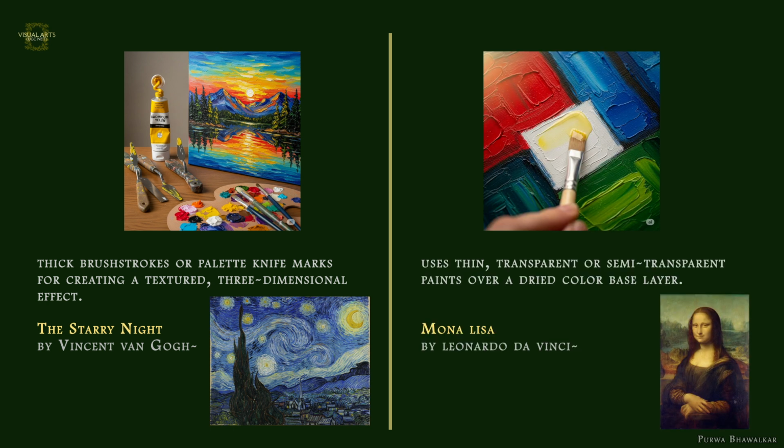Glazing in painting is layering translucent color veils over a dried color base layer. Glazing uses thin, transparent or semi-transparent paints that allows light to pass through and interact with the layers beneath. Leonardo da Vinci used it masterfully, as the famous Mona Lisa is a great example of glazing.